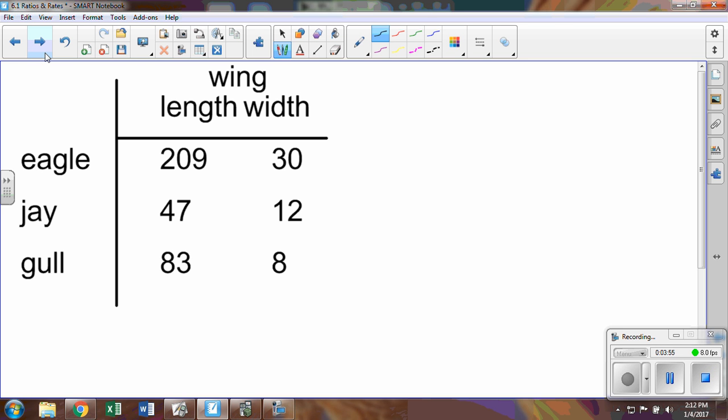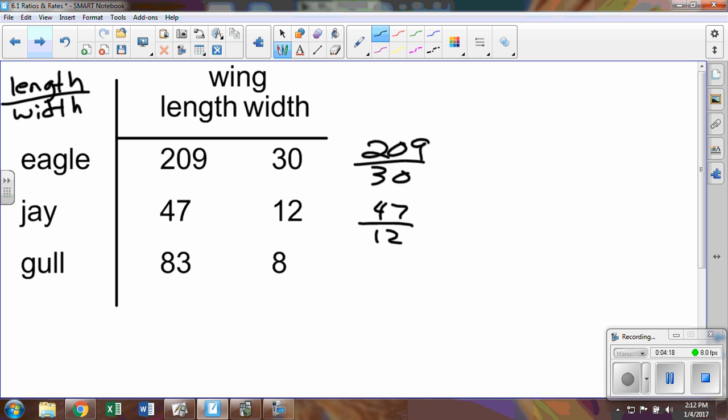And what I'd like to do is to create a ratio for each of these, length to width. How would we do it? Just create a fraction. 209 to 30. There's our ratio. And we've got 47 to 12, 83 to 8. Creating ratios is no more difficult than writing down a fraction, just comparing the numbers. Interpreting it is a little bit different.